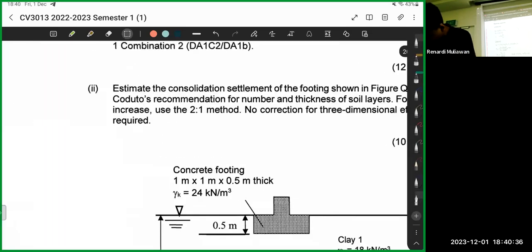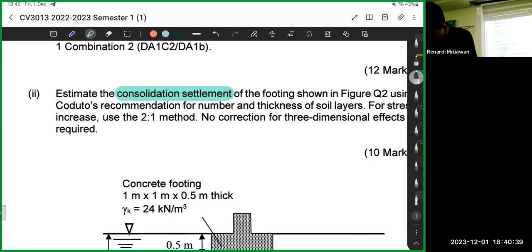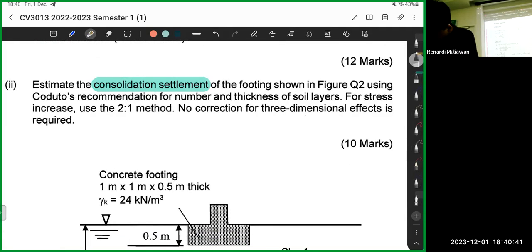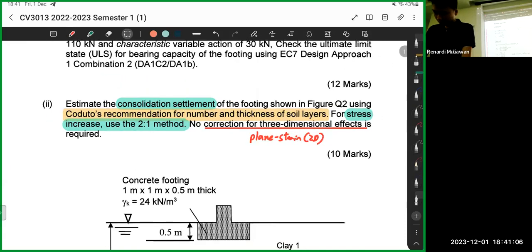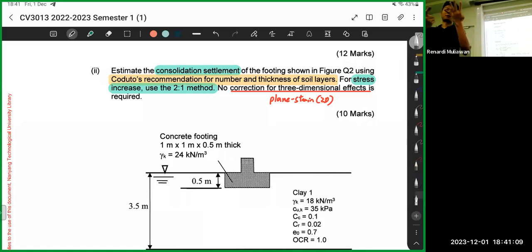Okay, so now they ask us to estimate the consolidation settlement of the footing using Coduto's recommended number and thickness of soil layers. Stress increase use 2.1, 2 by 1. Okay, then no correction for three-dimensional effects. So plane strain. Okay, so plane strain condition. It means 2D lah, basically. Okay, so again, there are 4 cases, right? Immediate settlement, consolidation settlement, SPT, and CPT. So we're doing the consolidation one.